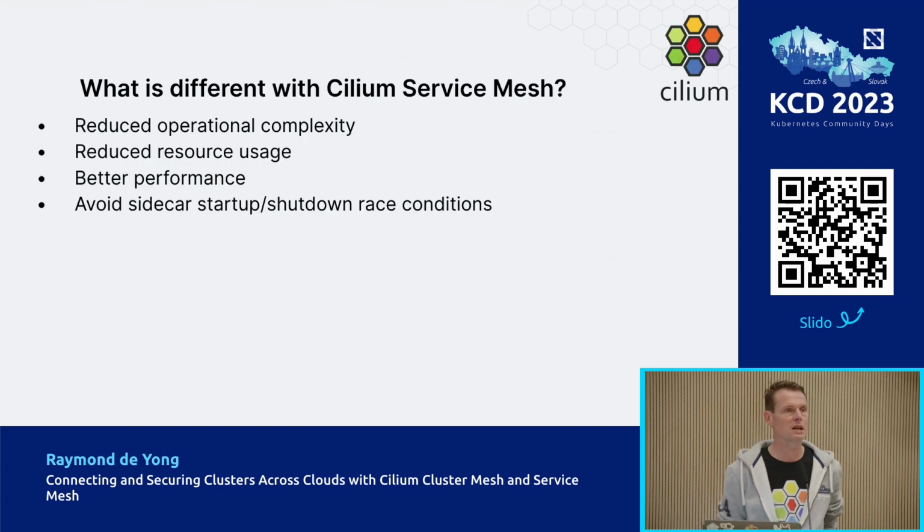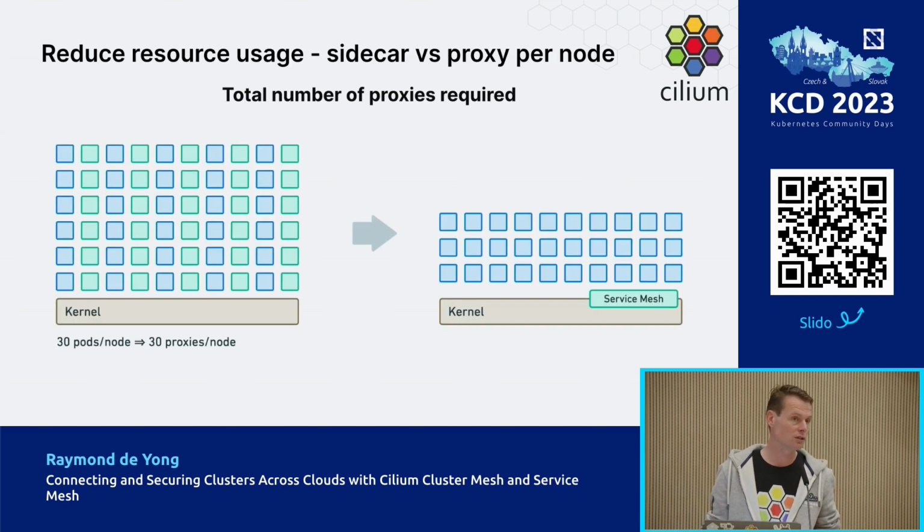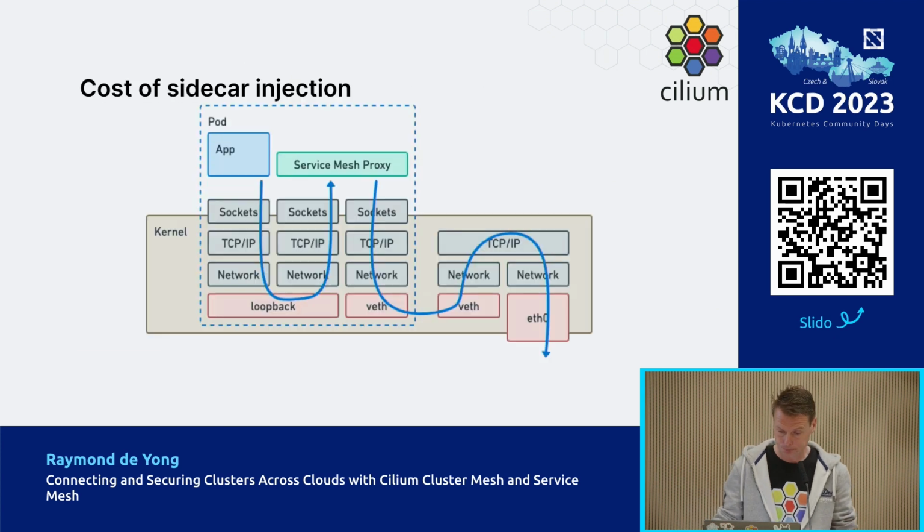What's different with Cilium Service Mesh is that we want to reduce the operational complexity. We want to reduce resource usage. We want to provide better performance using eBPF and the fact that we don't use sidecars, and avoid sidecar startup and shutdown race conditions, and the notion that you don't have to wait for a sidecar to be available to accept connections. So obviously when you don't run sidecars and instead use the Cilium agent with embedded proxy on the node, you will save a lot of resources in terms of memory and CPU, and also cycles you have to maintain for TCP/IP stacks when you run sidecars.